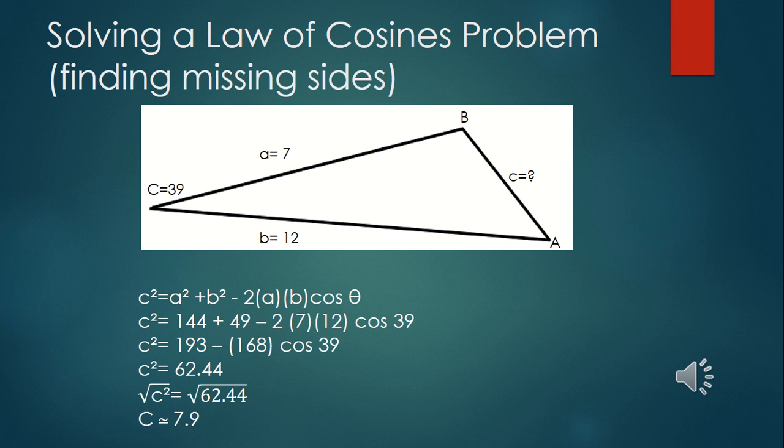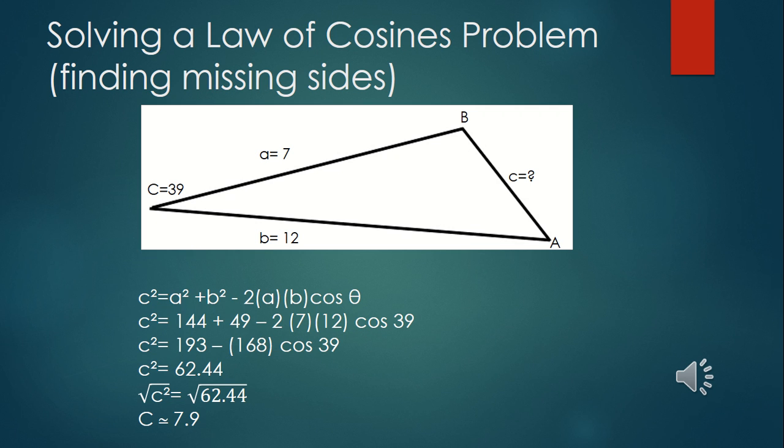If you look at the other sides, we have side A, which is equal to 7, and side B, which is equal to 12. And we have our theta angle, which is 39 degrees. This is all the information we need to solve this problem. You don't need to worry about angle A and angle B because we don't need them to solve this problem.